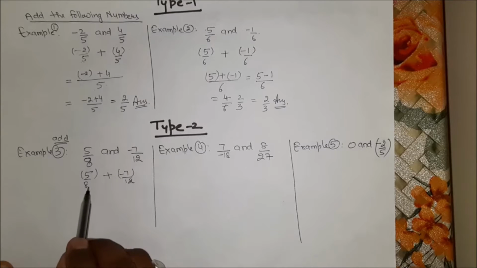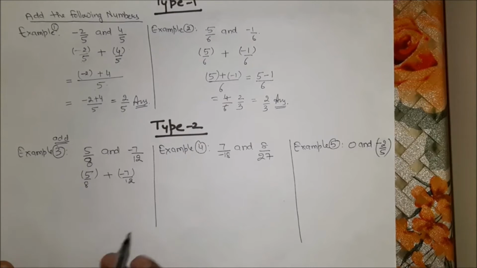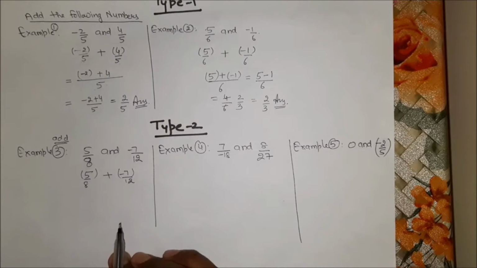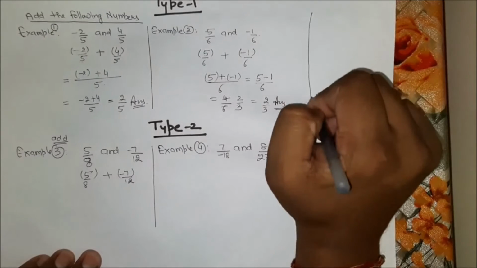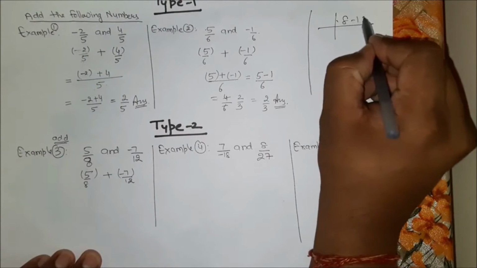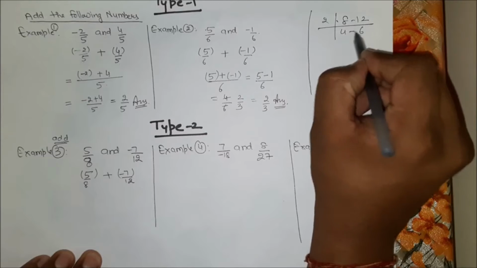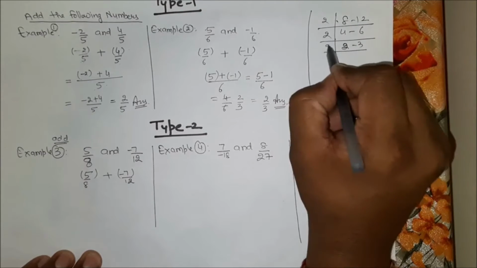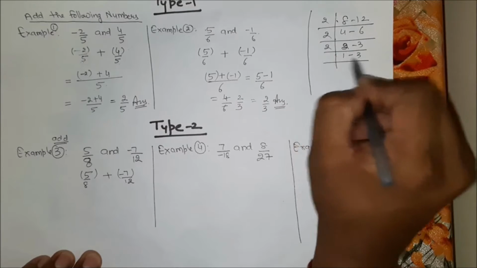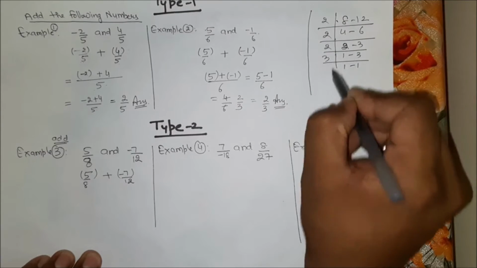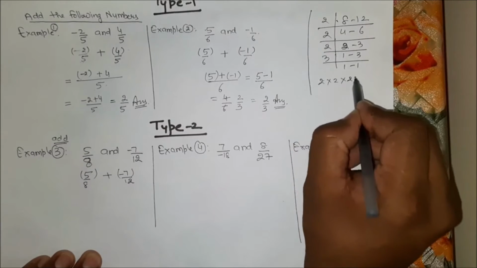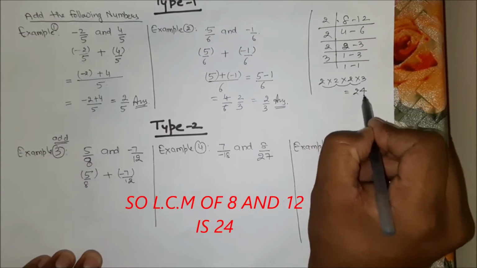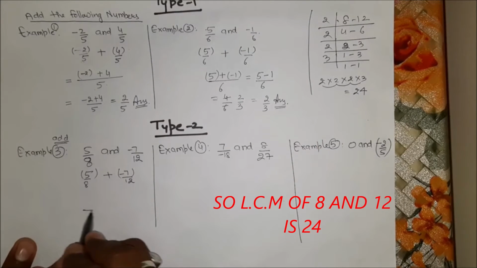Now you can see the denominator is different. So what we will do? We will take the LCM of 8 and 12. Now LCM of 8 and 12, we can take: 8 and 12. 2 fours are 8, 2 sixes are 12, 2 threes are 6, 2 twos are 4, 2 threes are 6, 2 ones are 2, 3 ones are 3. So it will be 2 into 2 into 2 into 3, means 2 fours are 8, 3 eights are 24. LCM is 24.